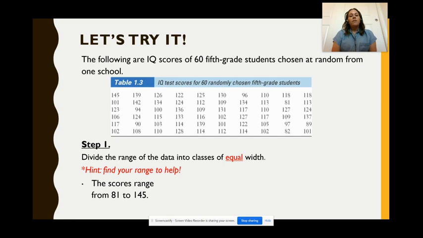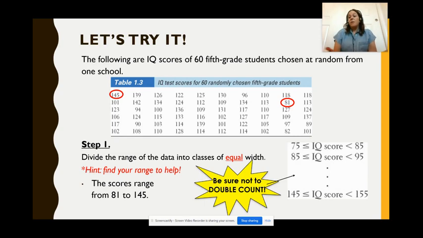Here's my hint. Find your smallest value, find your largest value, and then use the distance between those to figure out what increments you should go by based on how many bars you want to construct. In this case, my smallest value is 81. My largest is 145. I want somewhere between 5 and 10 bars, or in this case, classes. Let me go by tens. Tens is going to be wide enough that I have data in each group, but it's not going to be a skyscraper effect or a pancake.